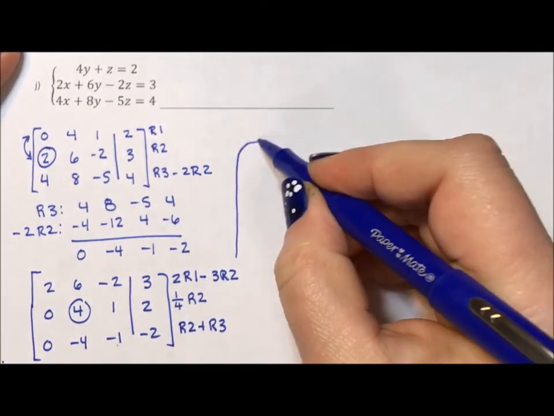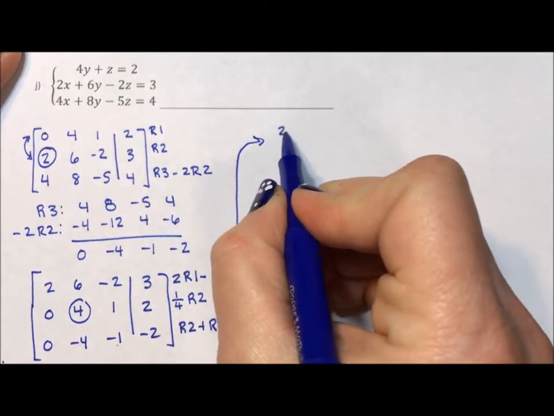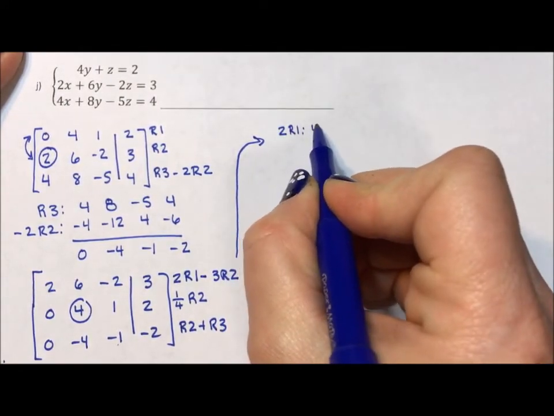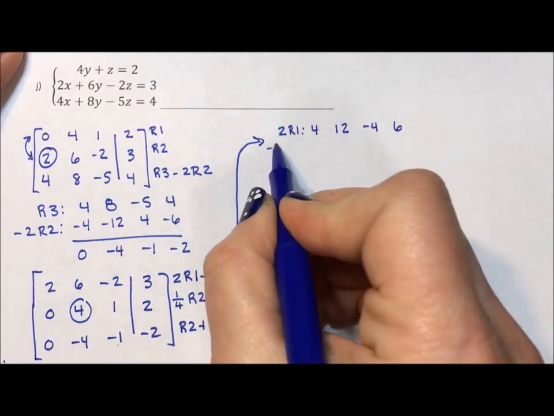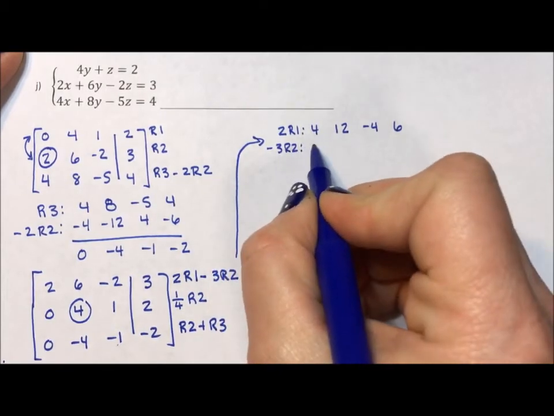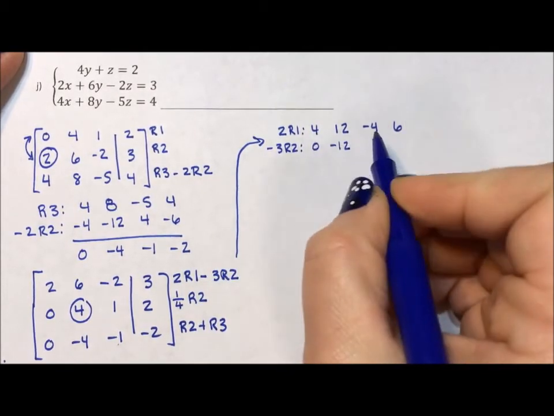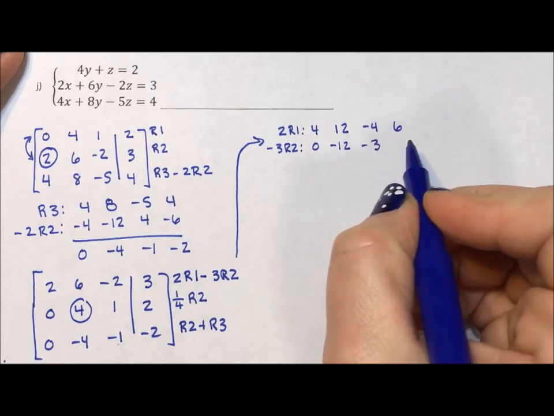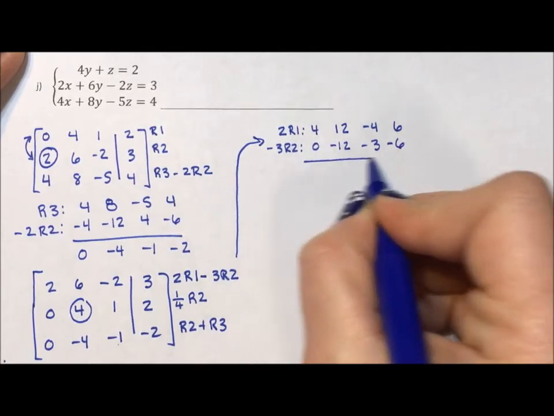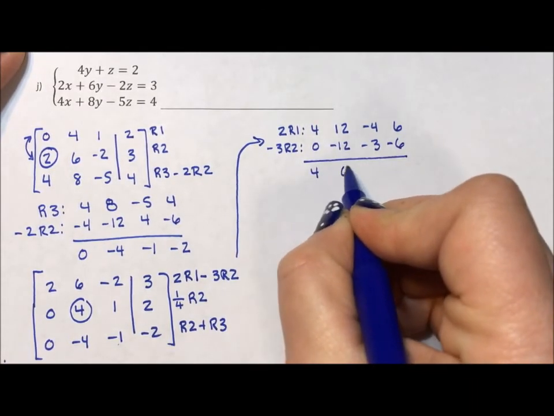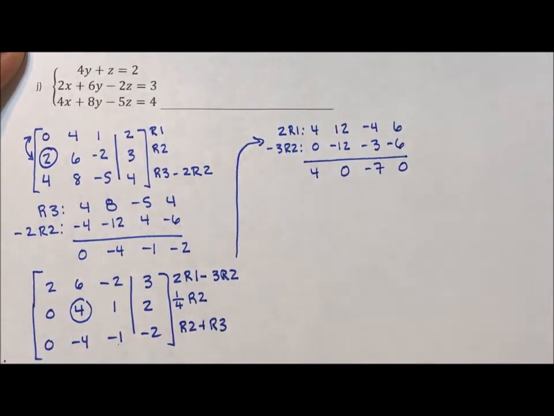All right, I'm going to come up here to do my calculations. So I have 2 times row 1, that's 4, 12, negative 4, and 6. Then I'm going to do minus 3 times row 2, which is going to give me a 0, a negative 12, a negative 3, and a negative 6. When I add down, I'm going to get a 4, 0, negative 7, 0. Okay. Then when I do row 2 plus row 3, I can see I'm going to get a 0, a 0, a 0, and a 0.